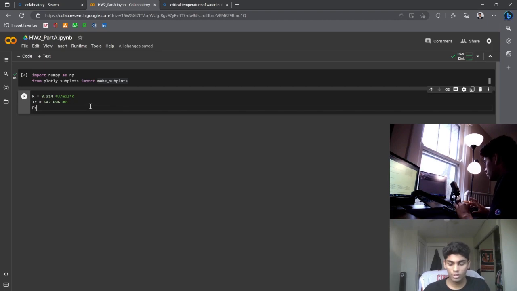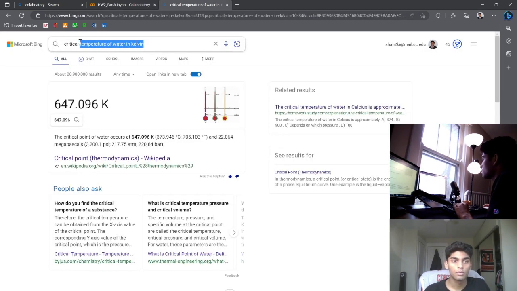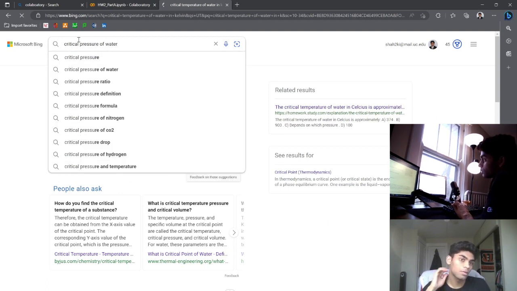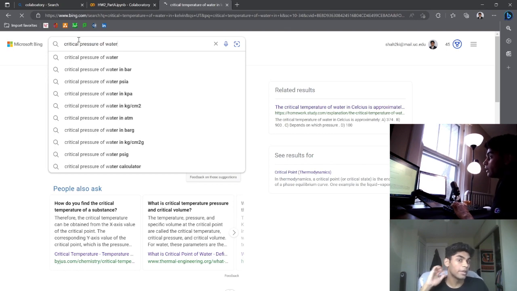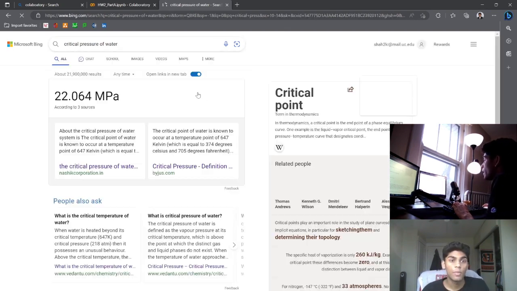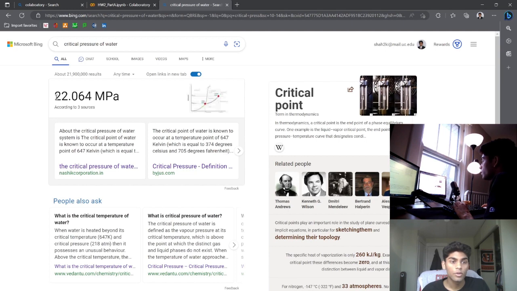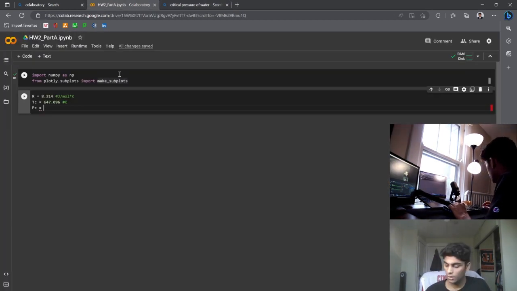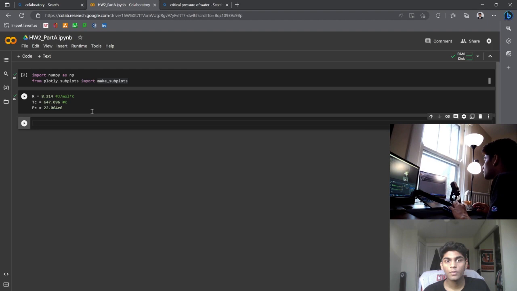And our critical pressure, let's also look that up. Critical pressure of water. And we are looking for pascals. 22.064 megapascals. Okay, so to convert megapascals into pascals, we're just going to multiply it by 10 to the 6. So 22.064 E6. That should give us our term in pascals. Right? So now let's look up one more thing.